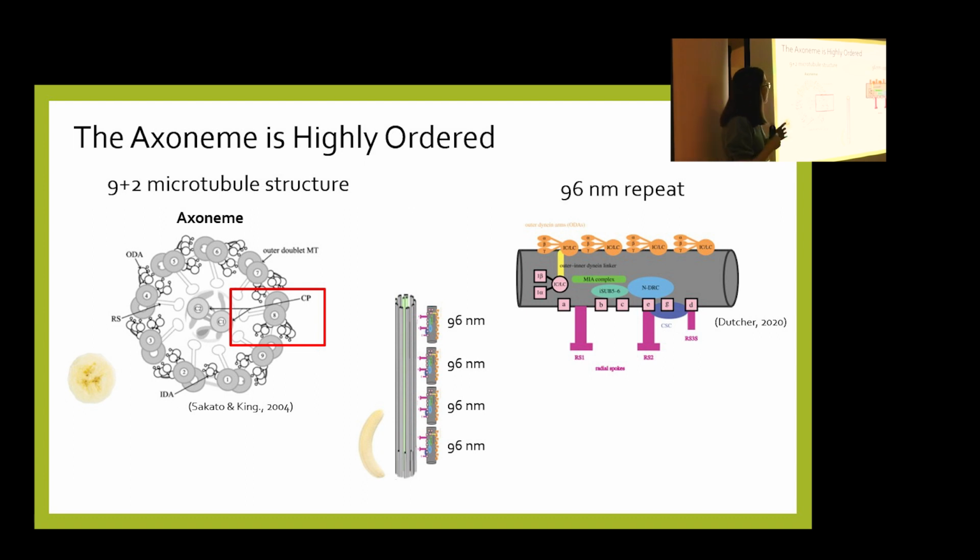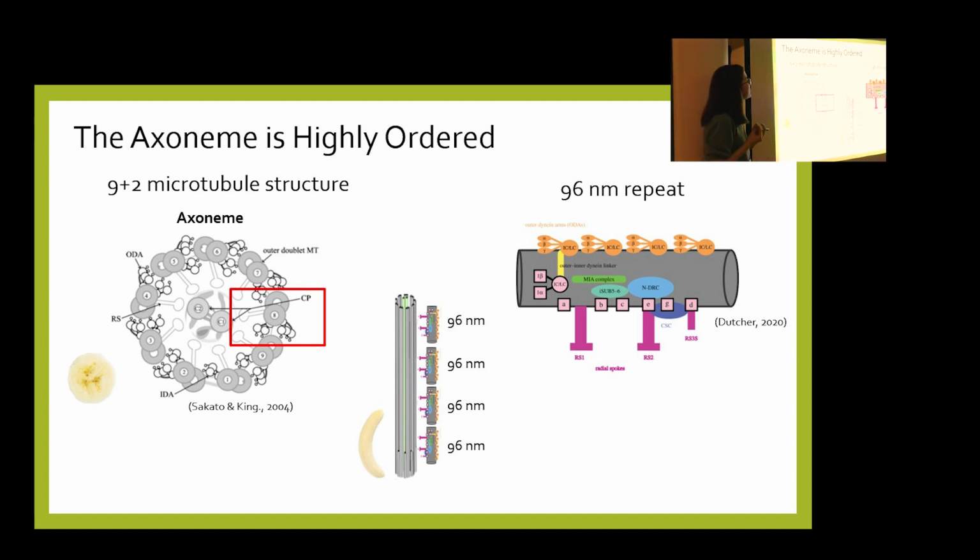And then another example of the complex order of the axoneme is called the 96 nanometer repeat. And so what that diagram on the right is showing is essentially what's just in this red box, just flipped on its side. But you're still looking at the same structures, such as the radial spokes, the inner dynein arms, and the outer dynein arms. And all the 96 nanometer repeat means is that those structures repeat every 96 nanometers along the entire length of the axoneme.